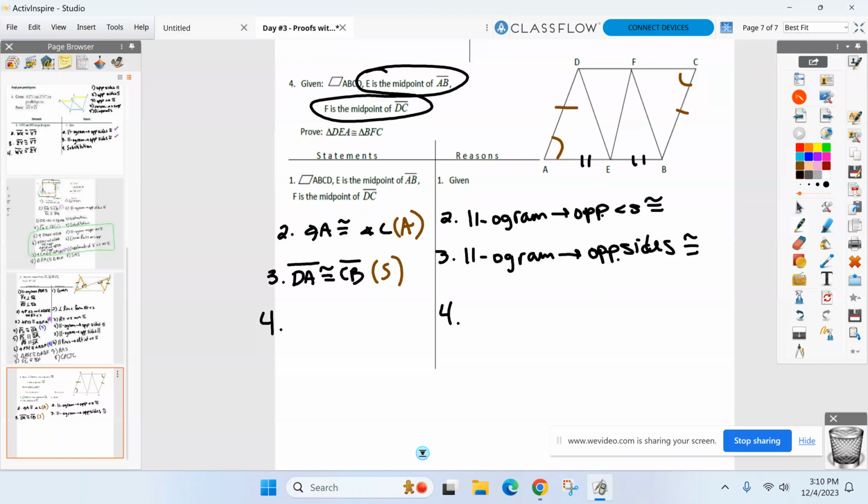And then if you look at the other given, F is the midpoint of DC. All that's telling me is DF is congruent to FC. I need AE to be equal to FC. Okay, and it's not going to happen from definition of a midpoint. Whew. All right, so how are we going to use this then?